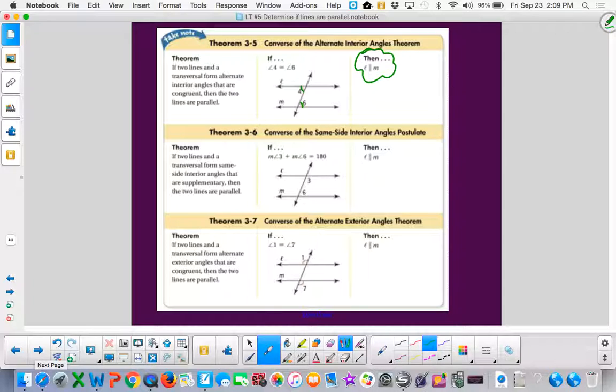The converse of the same side interior angles theorem: if same side interior angles are supplementary, then lines are parallel. The converse of the alternate exterior angles theorem: if alternate exterior angles are congruent, then lines are parallel. So go ahead and pause the movie, add that to your geometry toolbox, and press play when you are finished.